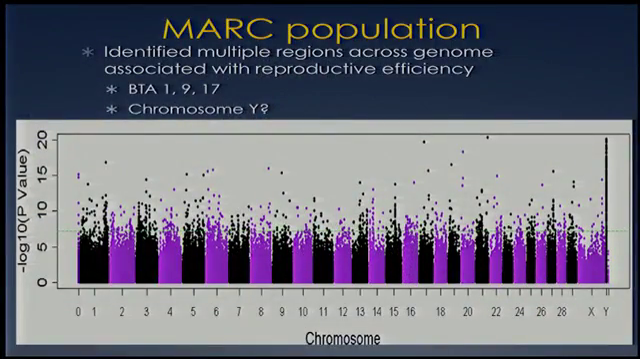Now, one thing that you'll notice out here at the edge is that we see the Y chromosome. This was kind of a surprise to us because these are all females. They should not have the Y chromosome. That's only present in the males. And so we were really kind of shocked to see that we did have the Y chromosome present, or SNPs on the Y chromosome that were associated with reproductive efficiency.